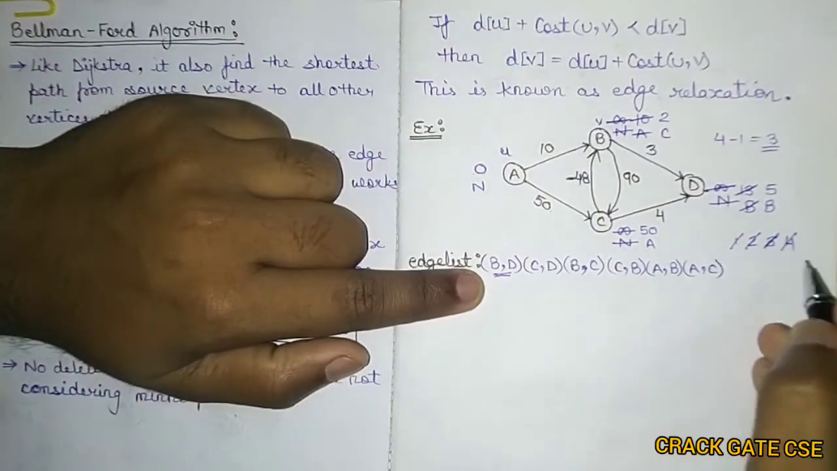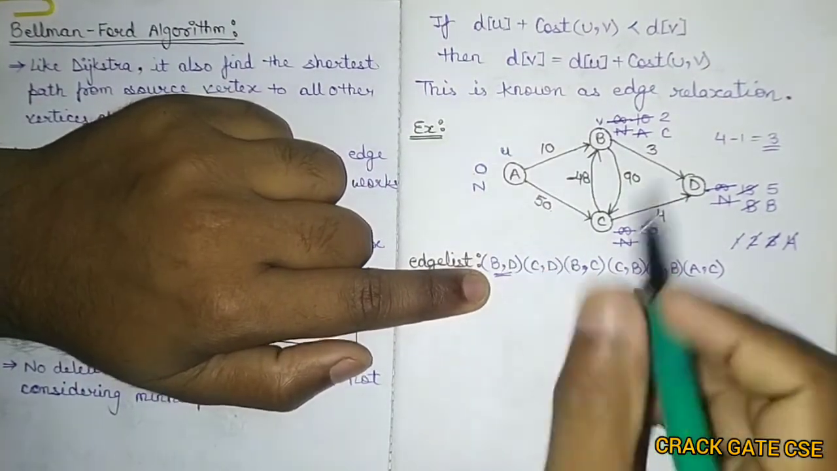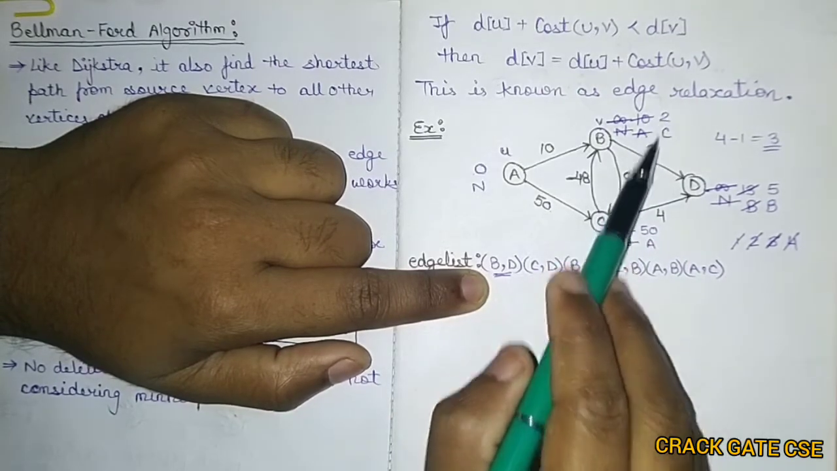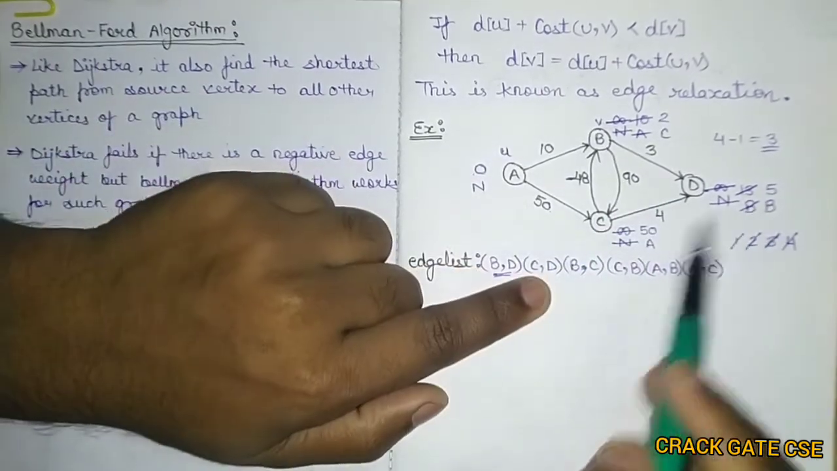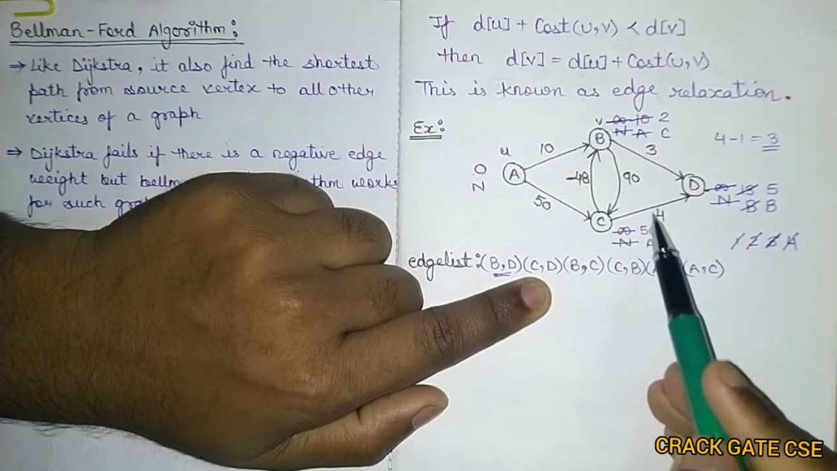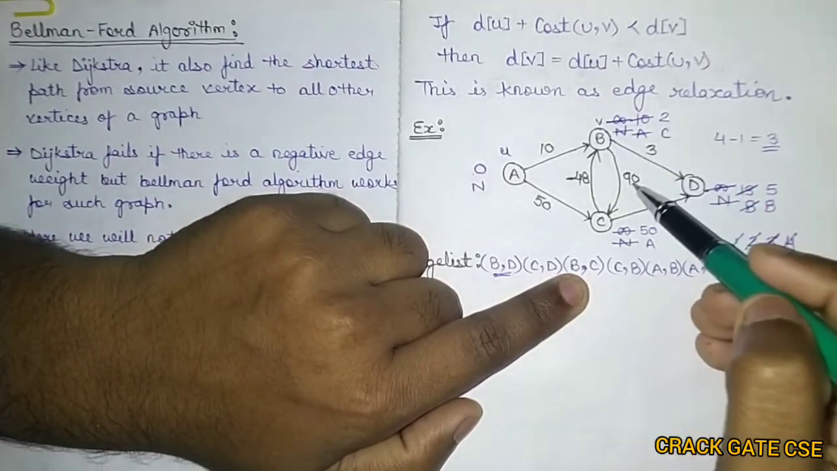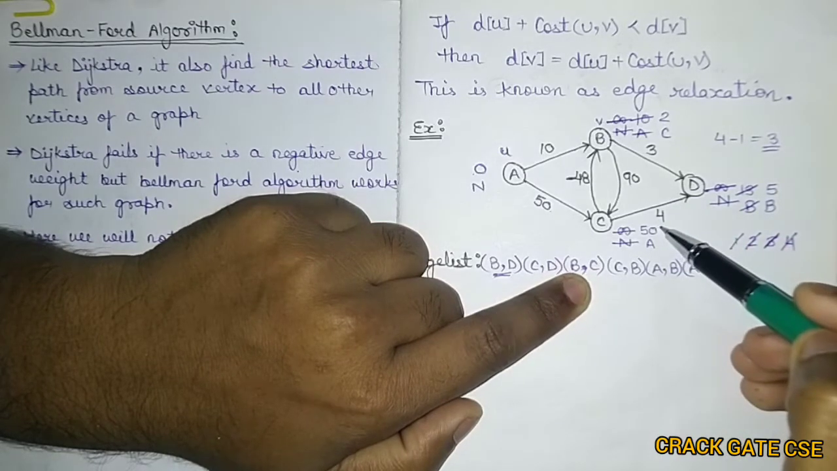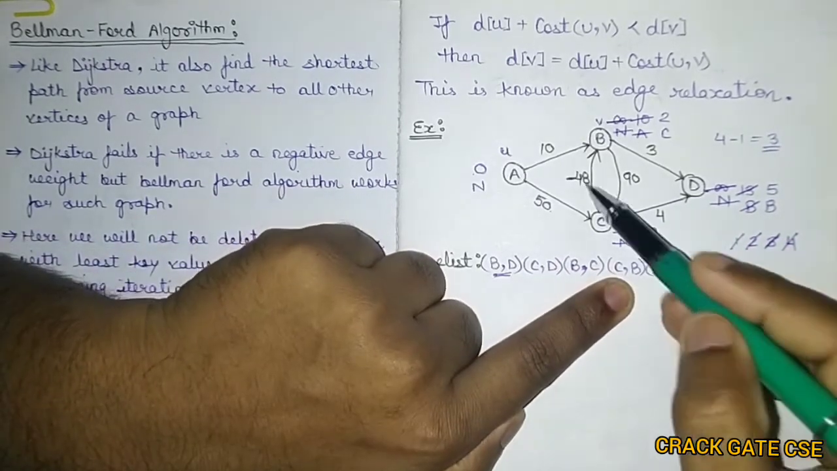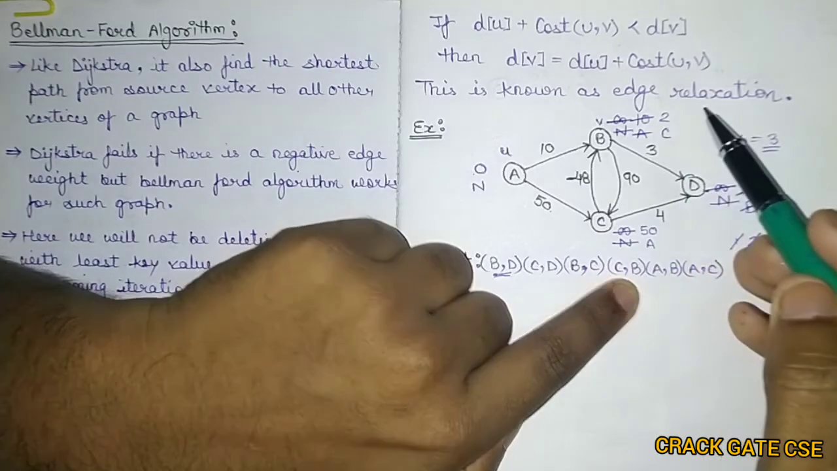In the 4th iteration also I am checking for BD. This is 2, this is 3, 2 plus 3 is 5, this is already 5, no update. CD, 50 plus 4, 54, this is already 5, no need to update. BC, 2 plus 90, 92 and 50 is already smaller, no need to update. CB, 50 minus 48 is 2 and this is already 2, no need to update.